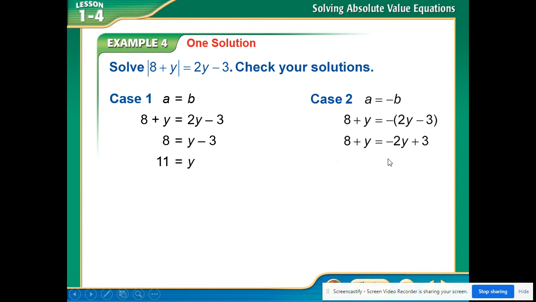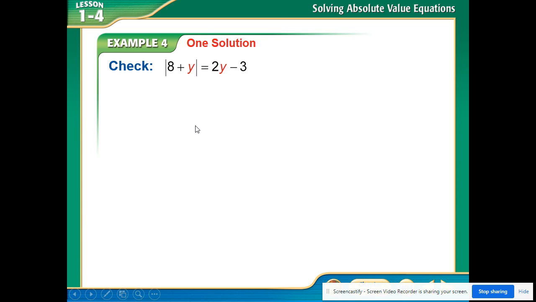Now I'm still going to move my y, and this time we're going to move it over to the left just to keep it positive. It's easier that way. Move the 8 over, so it's negative 5. Divide by 3, and we get negative 5/3. Now these are both answers, and they seem like they work. We're going to need to plug them back in because there could be this extraneous solution I was talking about. Let's find out what happens.